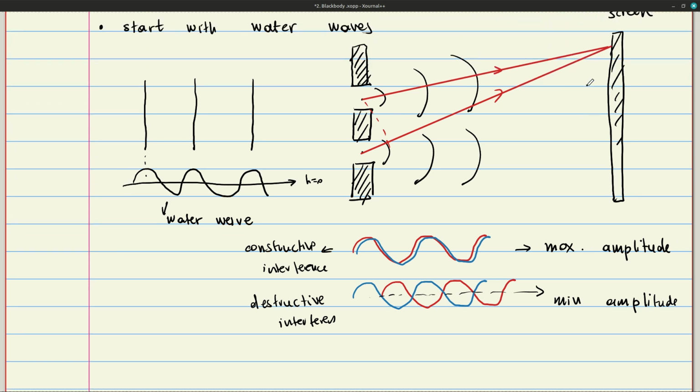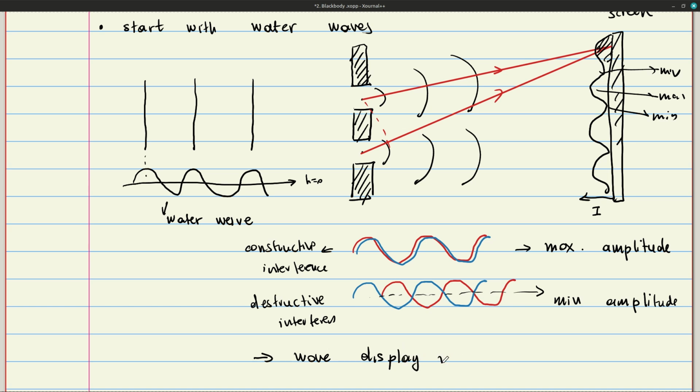So this is the case. Then at each point, for example this one, let me just draw the intensity on the screen. There will be these maximum points and minimum points, right? These are maximum wave amplitude. This is the minimum, this is maximum, and this is minimum, and so on. So basically, waves display interference. Good.